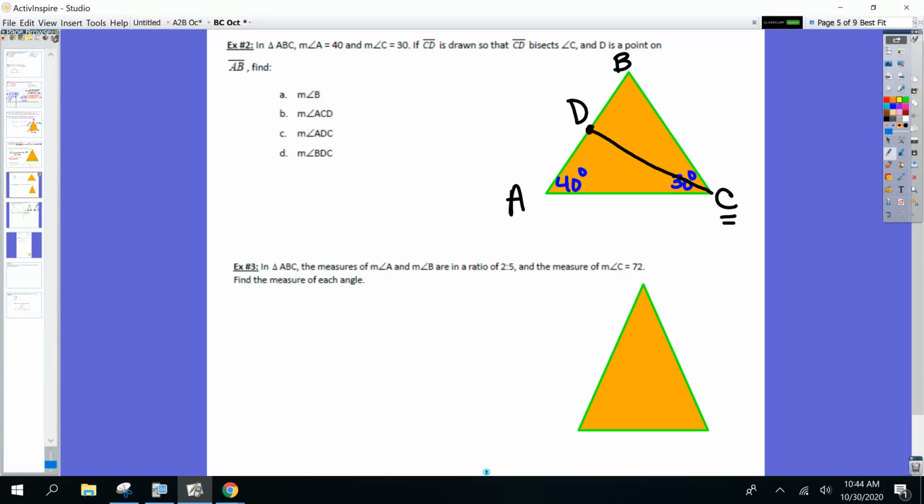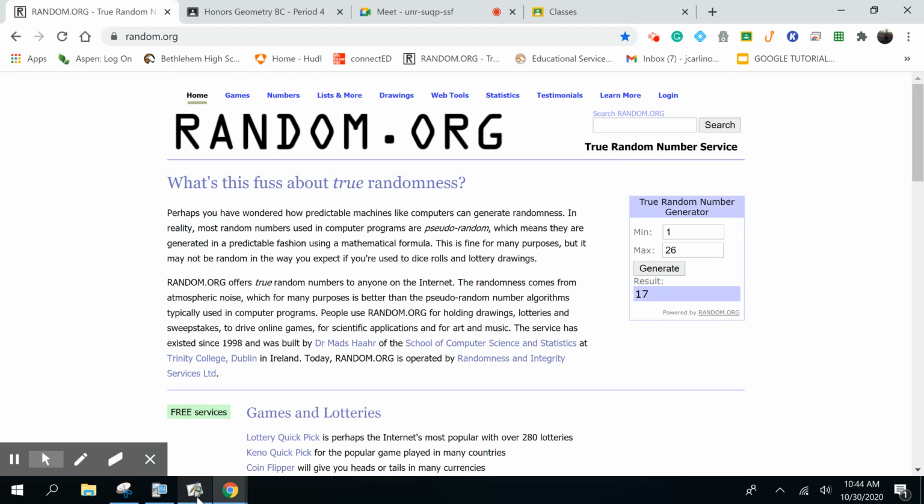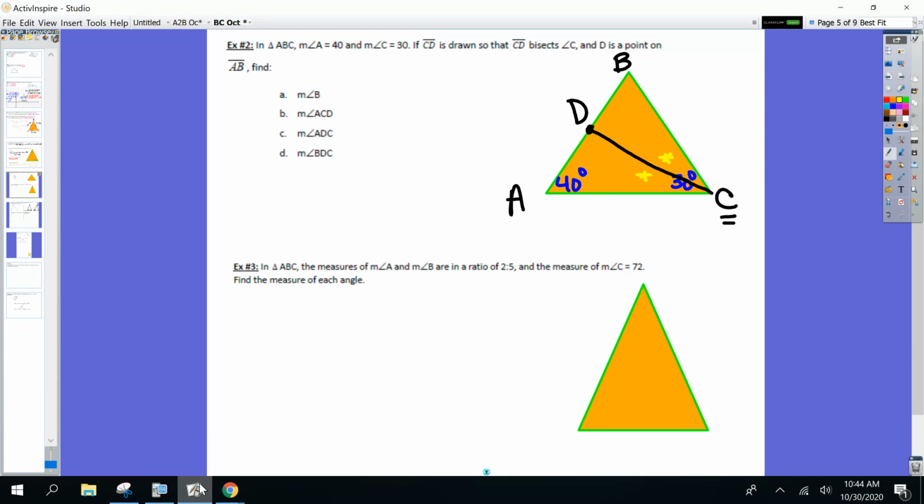So if DC is bisecting angle C, anybody want to tell me the degree measures on each side of the 30 degrees now? What is each degree measure there that I just starred? Here we go. Luke, what do you got? 15 and 15. Bisect means cuts it in half, remember? So I got 15 degrees and 15 degrees. Perfect. All right, let's answer some of these questions. Part A, angle B.